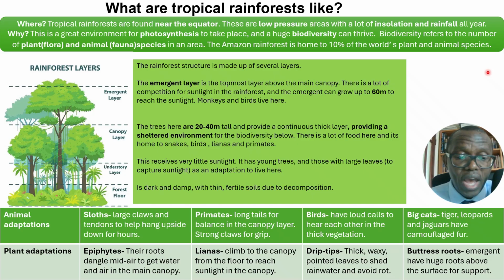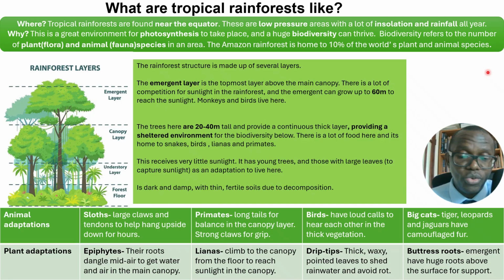Then we also have drip tips as an adaptation. So these are leaves, and they are thick, waxy, pointed leaves to shed rainwater off them, so that the water does not remain on them and cause them to rot. The drip tips will help them to shed or get rid of that water pretty quickly.